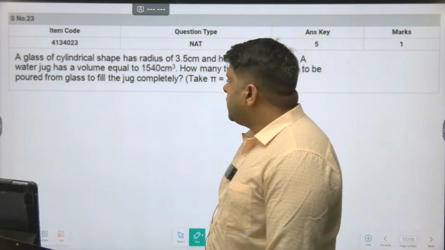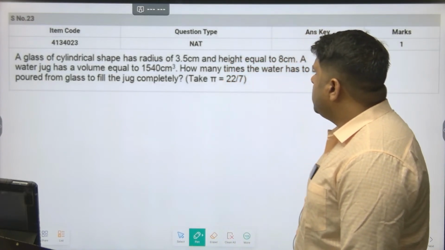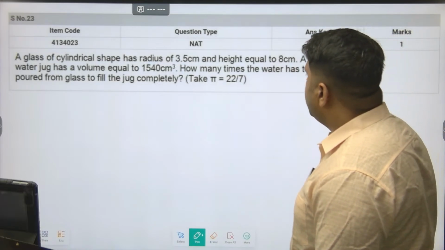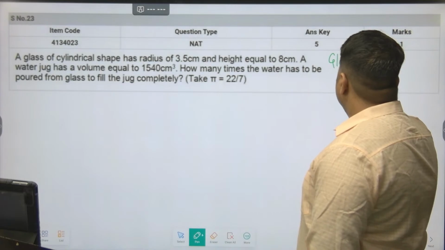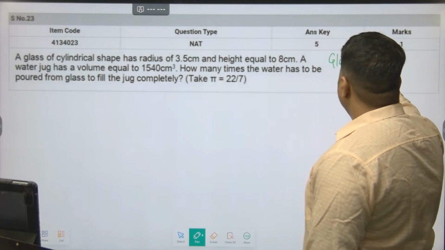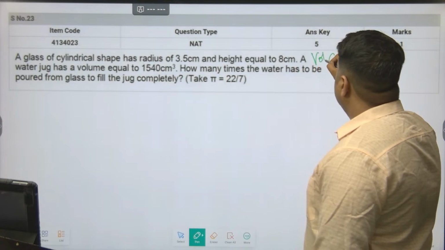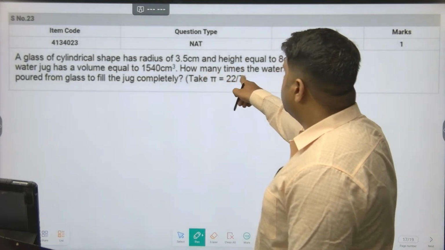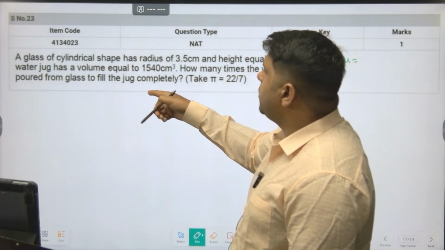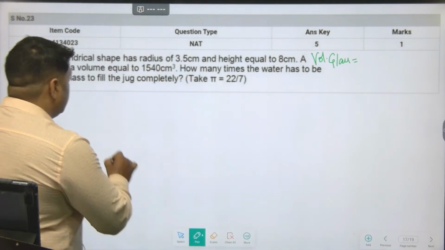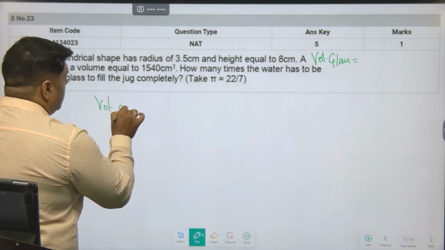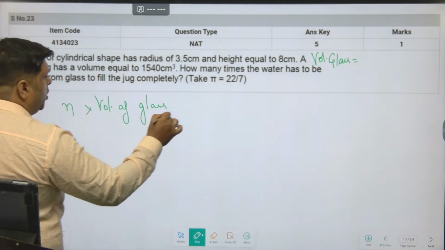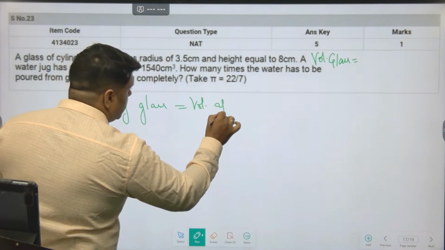Next, a glass of cylindrical shape has radius of 3.5 centimeter and height equal to 8 centimeter. Okay, so he has given a glass. Its shape radius is given, so let's find the volume of glass first. Why won't we be multiplying it? So n into volume of glass will be equal to volume of the jug of water. So n number of glasses volume will be equal to volume of jug.